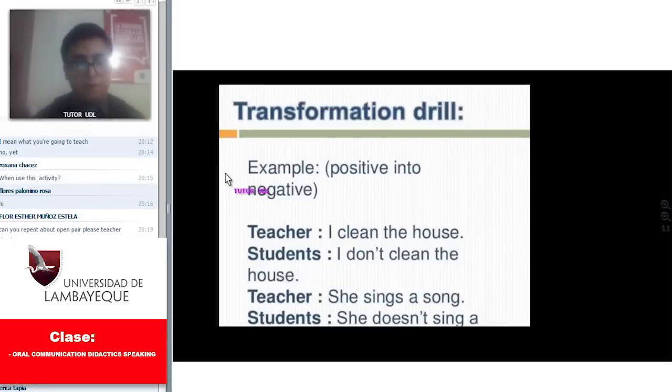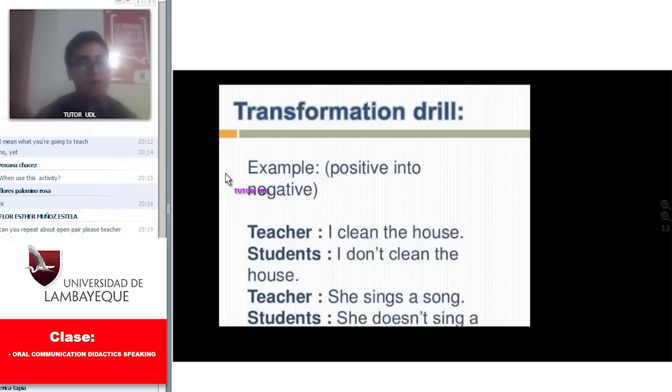Okay, in this case, for example, transformation drills, if you ask the students to tell you the answer, it can be choral, but remember that choral repetition means that the students are going to repeat exactly what you will say. But in this case, the students are not repeating exactly what you are saying. They are transforming the sentence that you said into negative. Okay? But transformation drill can be used individually as well.